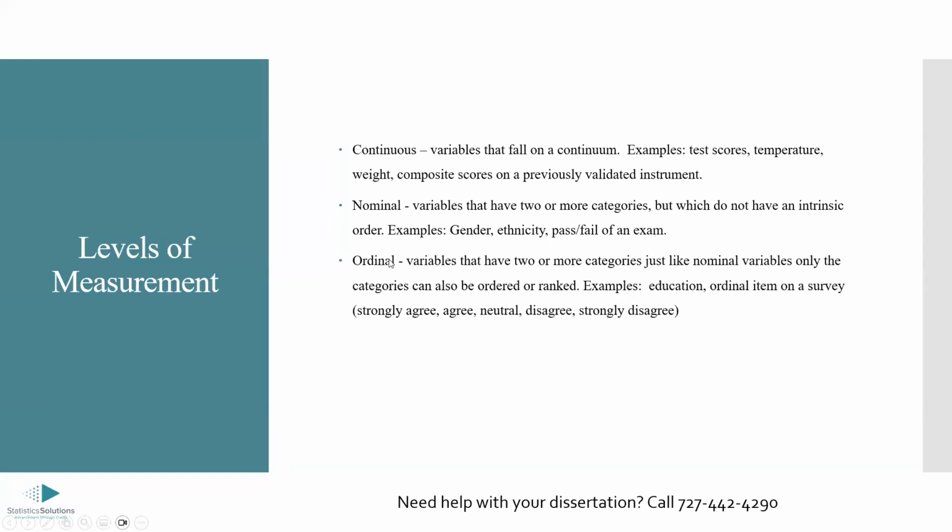An ordinal variable is a subset of a nominal variable. However, this does have a natural progression. There's a natural ordering or ranking. So examples of this would be education level, or a single item on a Likert scale on a survey. So strongly agree to strongly disagree, a 1 to 5 or a 1 to 7 scale. That would be an ordinal variable.